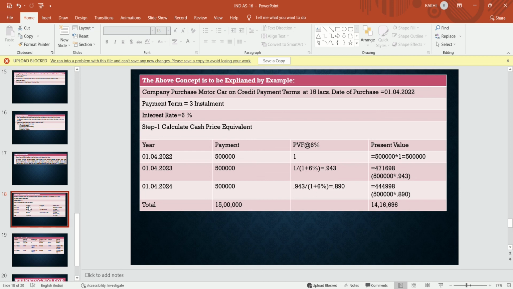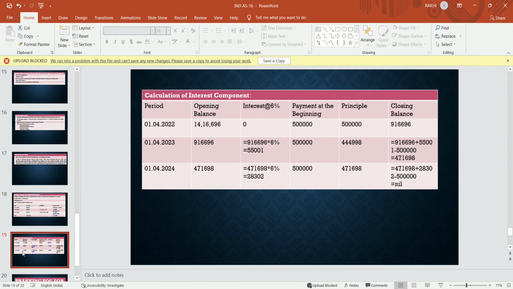So the total cash price of that motor car, the present value of the motor car, equals 14,16,696, and we are paying 15 lakhs. So the differential part is the interest part. So how will we get it? We will calculate the interest component on it.